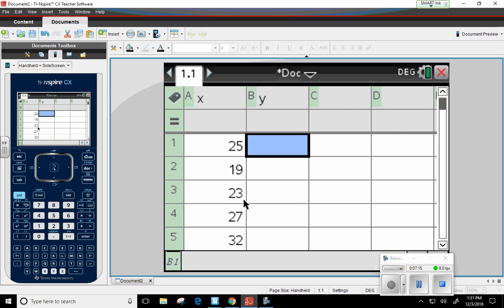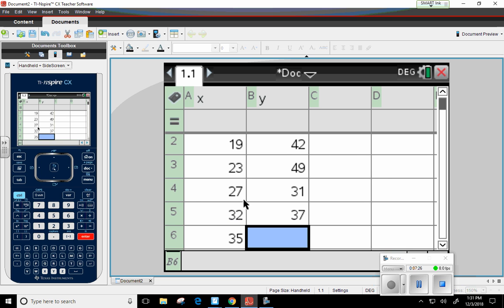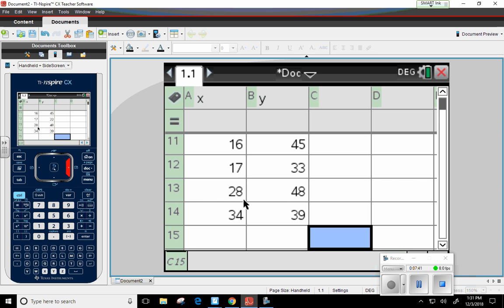Now the corresponding time, minutes, it says 35 minutes. Then 42, 49, 31, 37, 33, 31, 47, 42, 36, 45, getting close to the end, 33, 48, and finally 39. There we go. All right, so I've got my data in.